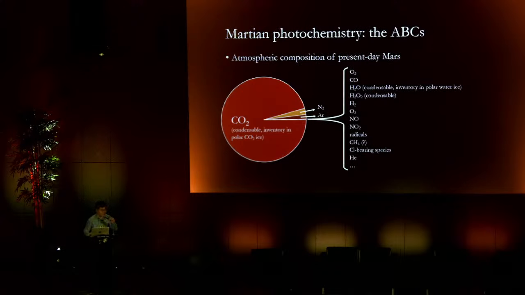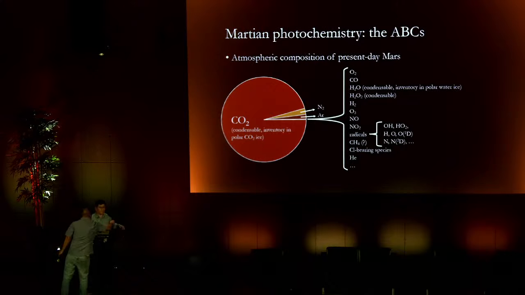We have a large number of radicals which have trace amounts in the atmosphere but play a key role in the atmospheric photochemistry. These include OH and HO2, atomic hydrogen, atomic oxygen, and nitrogen atoms. And we also have the controversial methane and chlorine-bearing species and some noble gases.